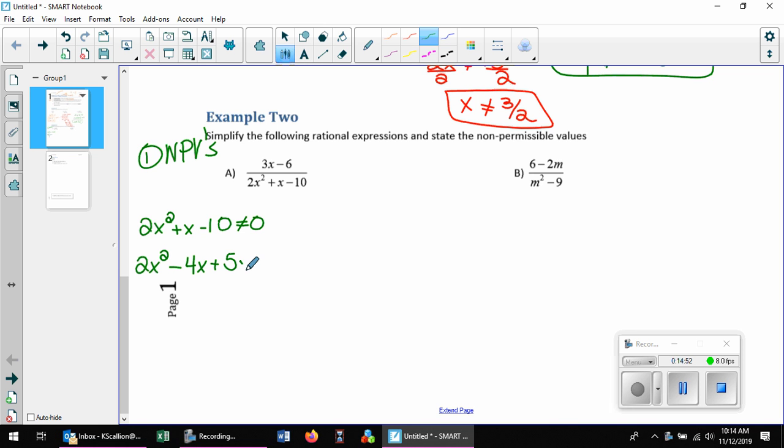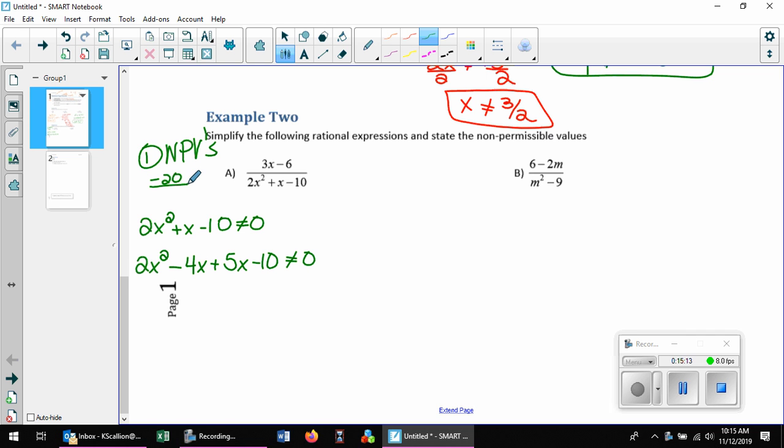And the rest of you were just sitting there going, you crazy fools, what are you talking about? I take the 2 times the -10, I get -20. And then I look for the factors of -20 that add up to a +1. And then I'm going to write those factors out.